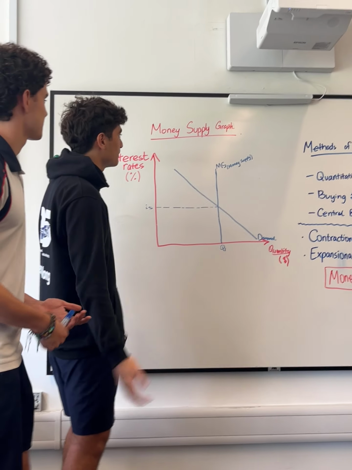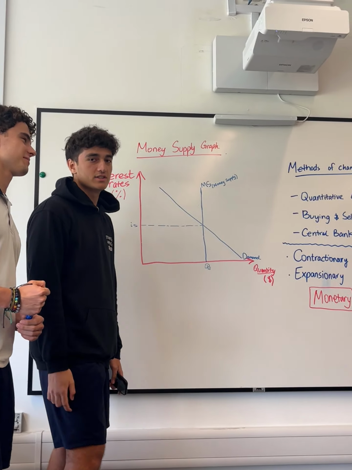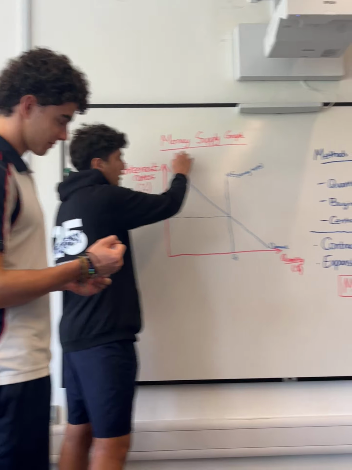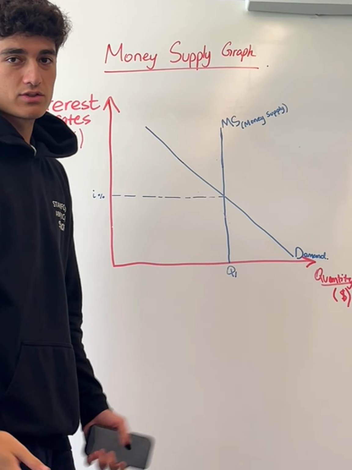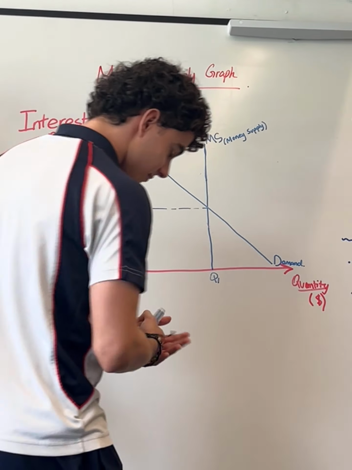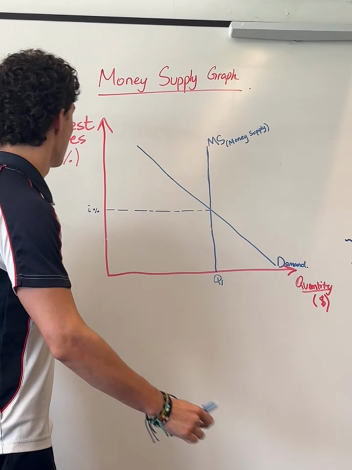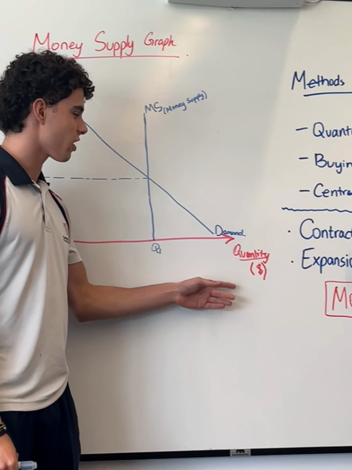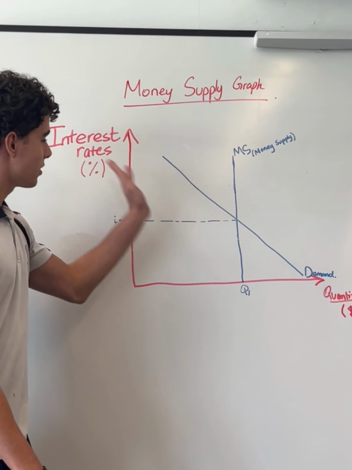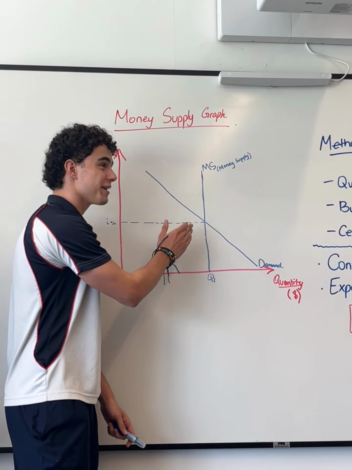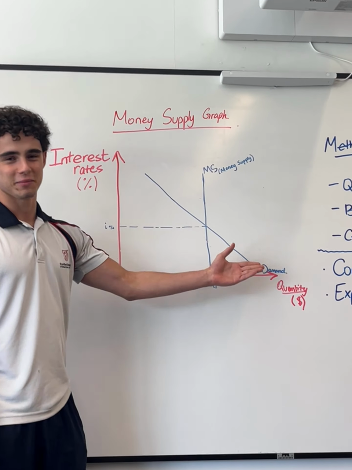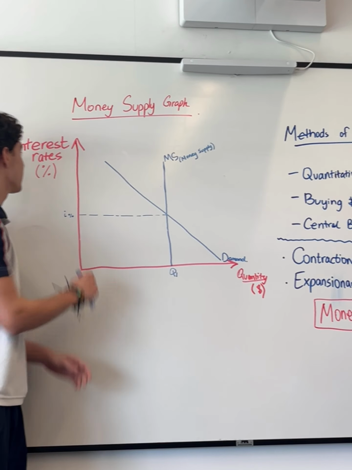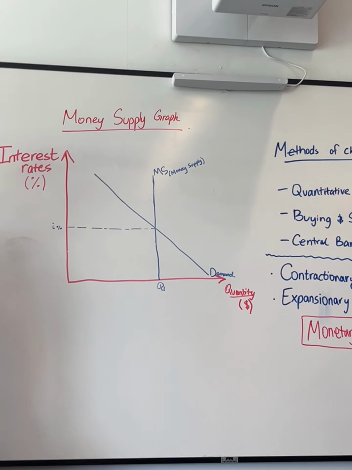Today we're going to be giving a simple overview on monetary policy. So first we'll be going to the money supply graph, which represents interest rates in an economy. As you can see here, on this axis we have interest rates and on that axis quantity of money. The vertical and diagonal lines are money supply and money demand. Here we have the equilibrium interest rate in the middle.